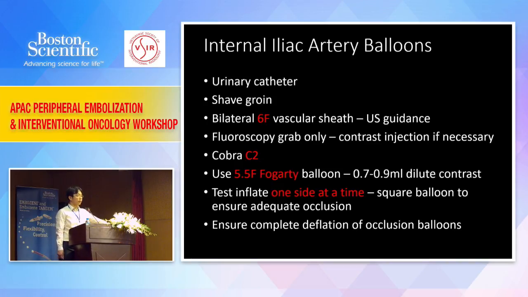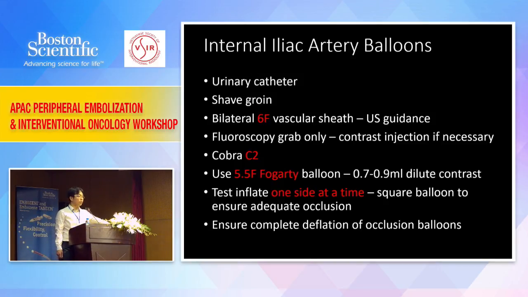place in a urinary catheter first, shave the groin as usual, bilateral 6 French sheath. The reason why you do it under 6 French sheath is because the Fogarty balloon is a 5.5 French Fogarty balloon, which is an occlusive balloon. Reduce the radiation dose to the patient, do it under ultrasound guidance so you know exactly where your needle tip is going, it's a single wall puncture. And do fluoroscopic grab only, with contrast injection if necessary. Don't do any DSA because you know the DSA radiation dose is going to be higher.